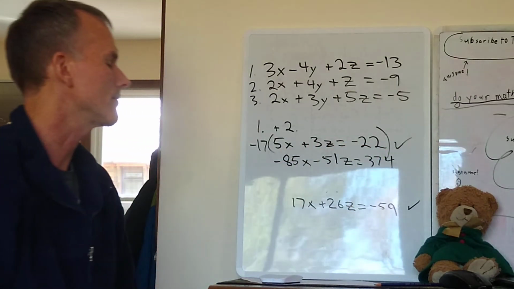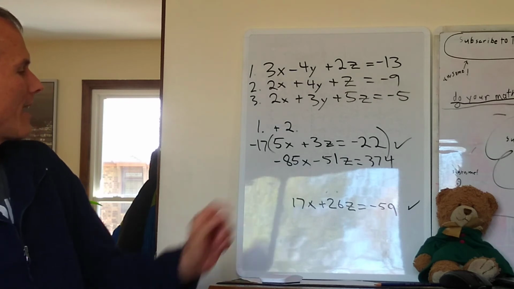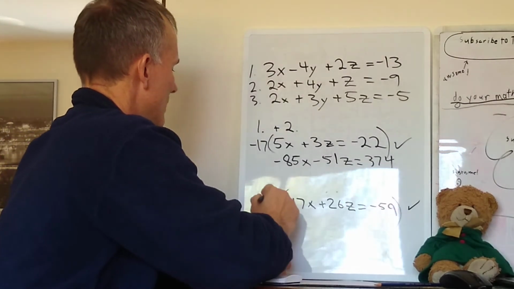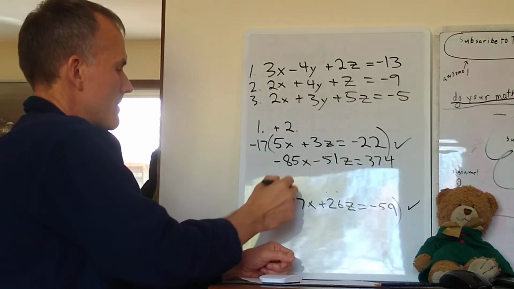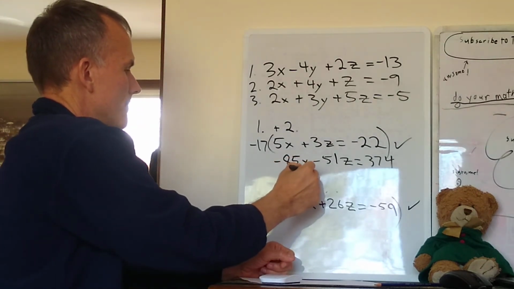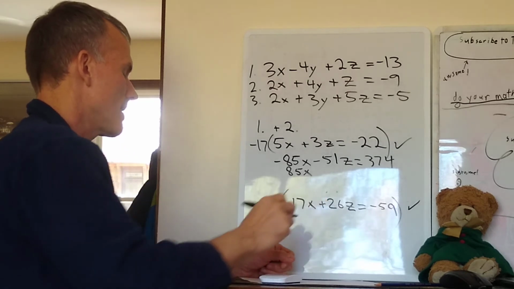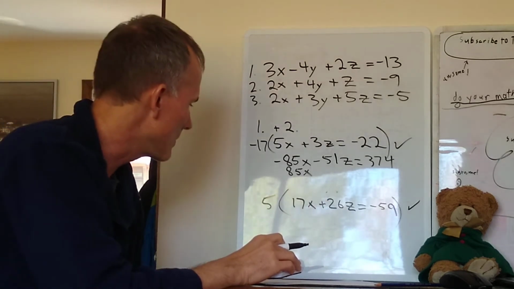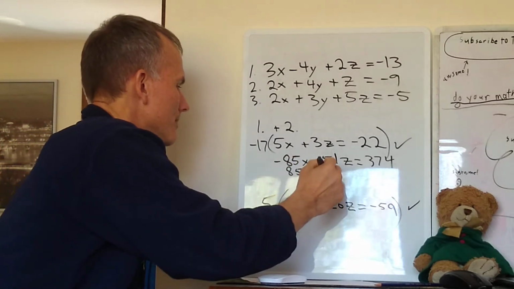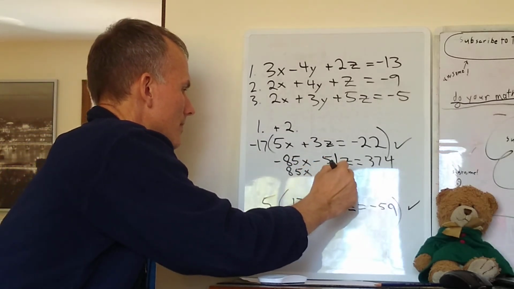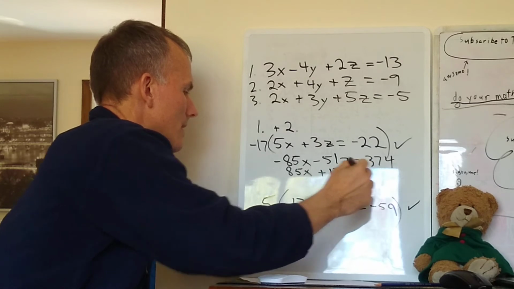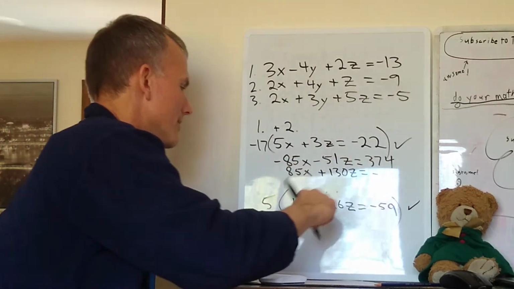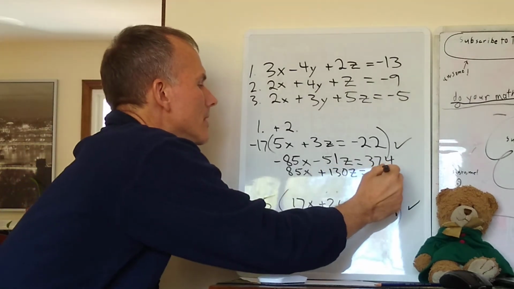Okay, so 374. Wonderful, wonderful. Now I'm going to have to take this equation times 5. So I'm going to get 5 times 17x is 85x. 5 times 26z, that's 130z. And then 5 times negative 59 is going to be, I think, negative 295.